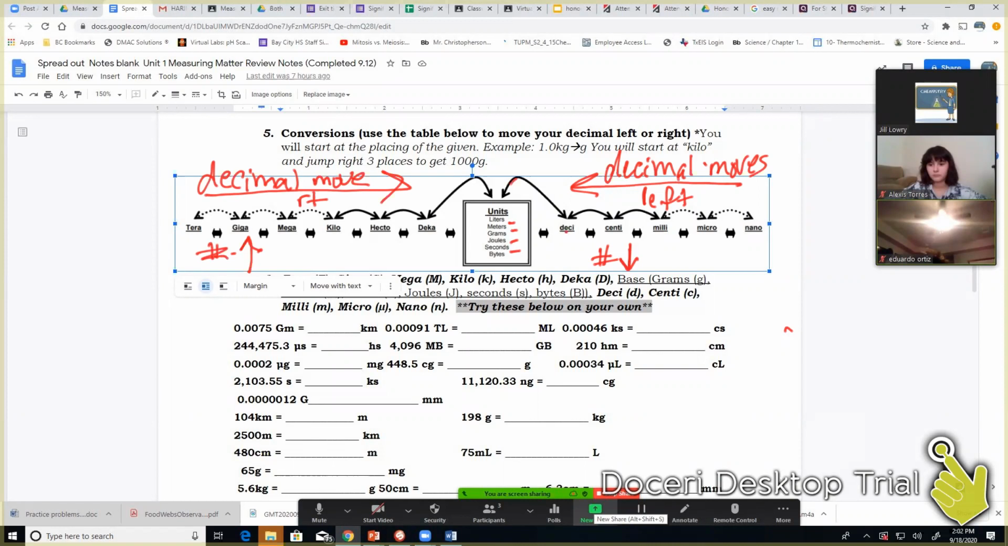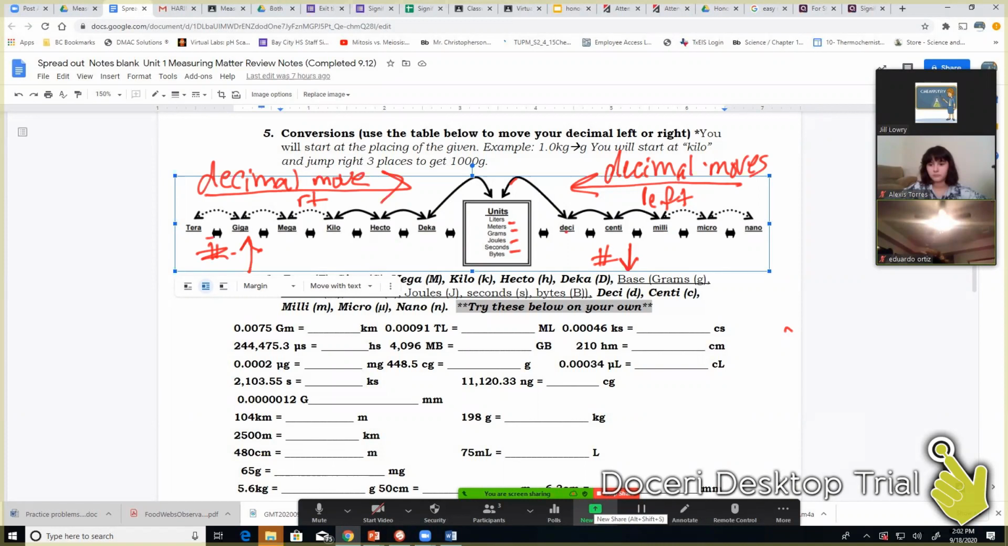So each time you move between a prefix or from a base to prefix, each jump represents a move that your decimal makes. And you'll need to memorize this order, because whenever you have it on the test, you won't be given this little chart. So you'll have to know that.